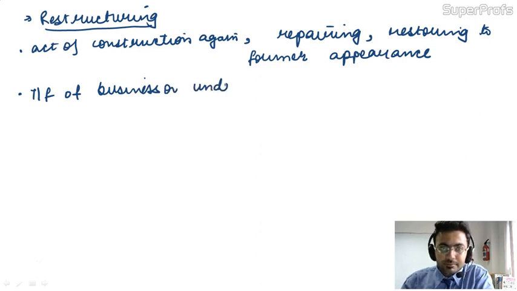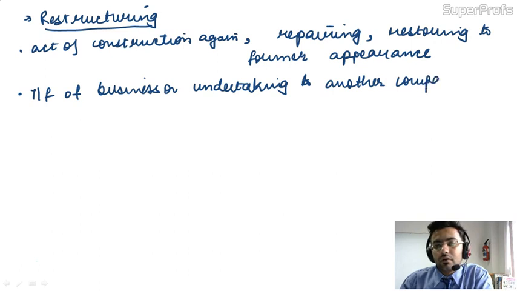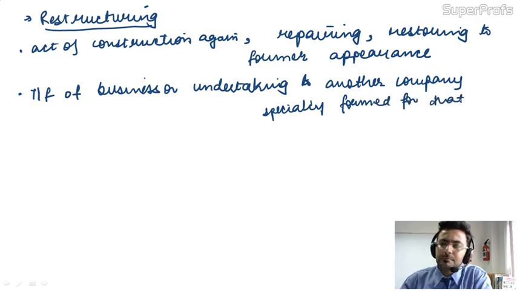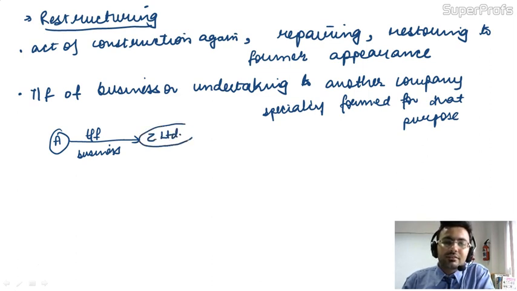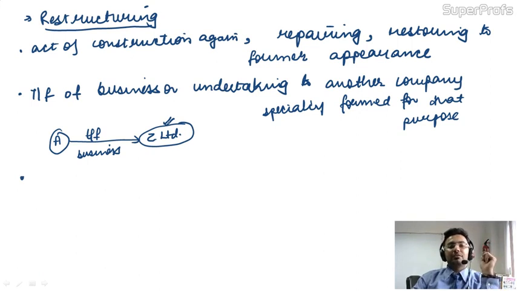transferring of business or undertaking to another company specially formed for that purpose. So what is that basically? See, there is a company A Limited. A Limited has transferred all its business, because they think that A Limited is not going to work now. I mean, we are not happy with that company. So let's transfer all the business to Z Limited. This is also a kind of restructuring. I mean, totally transferring the business to another company. You have specially formed this company. A was a partnership firm and now they have decided to transfer all the business to Z Limited.